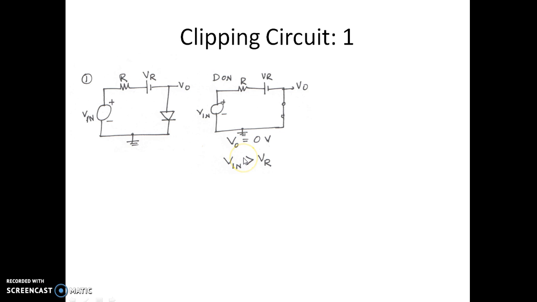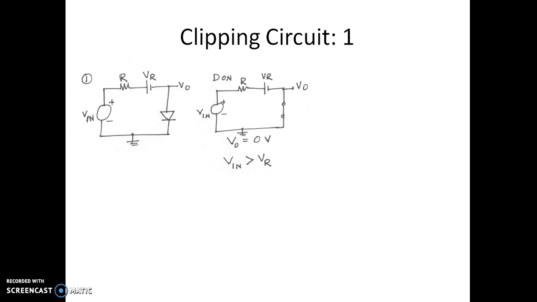The question is, when does this condition exist? It exists when the input voltage is more than VR, meaning it will overcome this reference voltage which is placed here. The diode will be forward biased only when the input voltage is more than VR. So this circuit will give an output voltage of 0 volt if the input voltage is greater than VR. VR is this reference voltage.